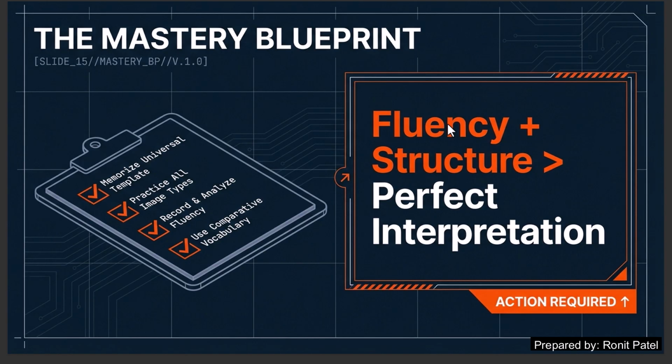This slide presents the core philosophy of success. Fluency plus structure is greater than perfect interpretation. This I talked about previously also. Your preparation must include memorizing a universal template, practicing structured speech, recording and analyzing fluency, and using comparative vocabulary. This is systematic mastery, not random practice.